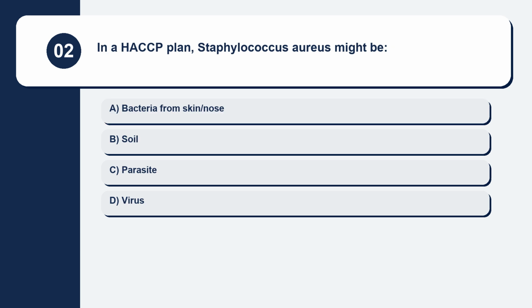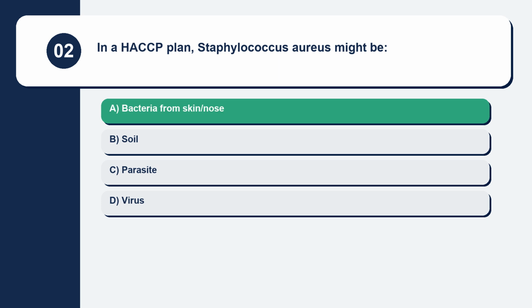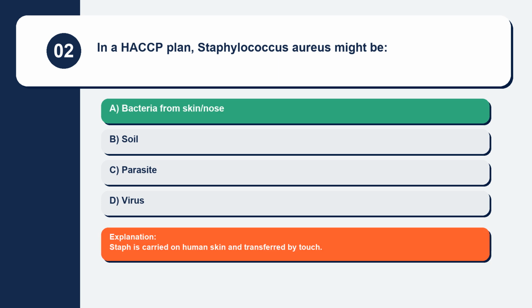Question 2. In a HACCP plan, Staphylococcus aureus might be bacteria from skin/nose, soil, parasite, virus. Staph is carried on human skin and transferred by touch.